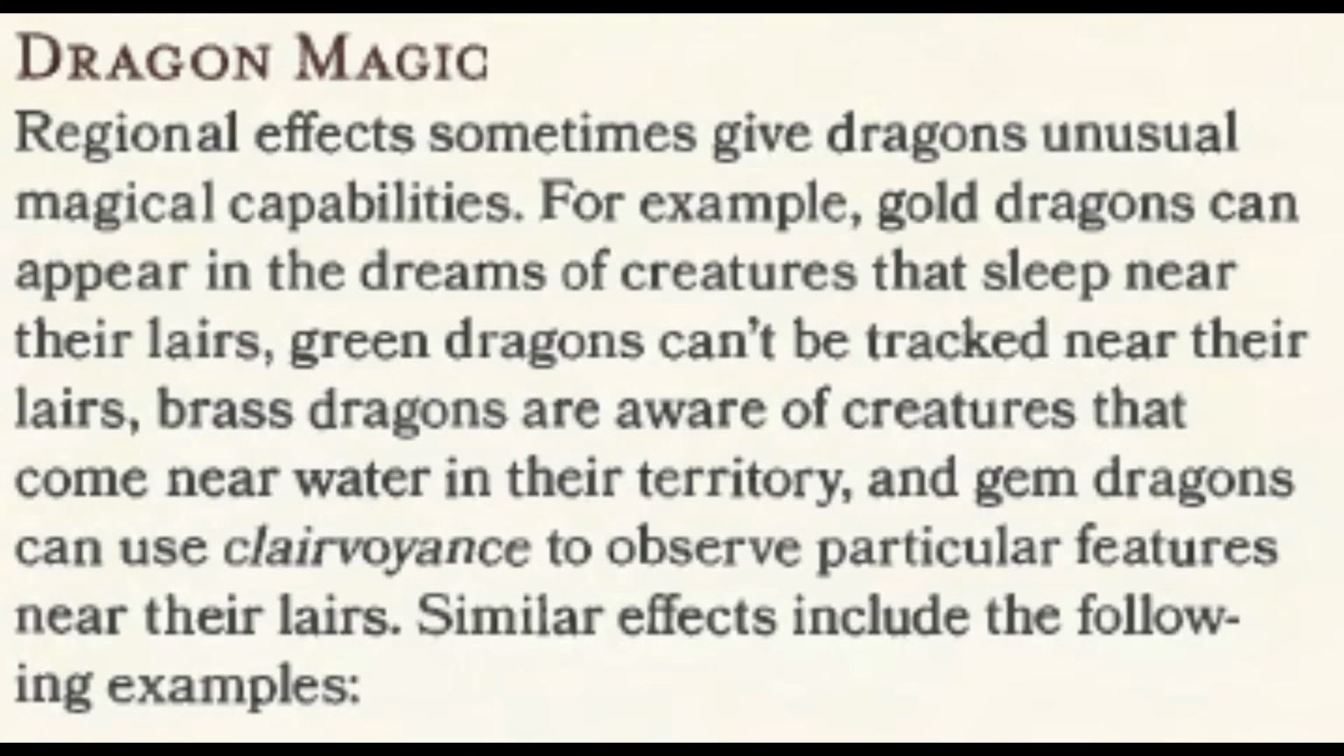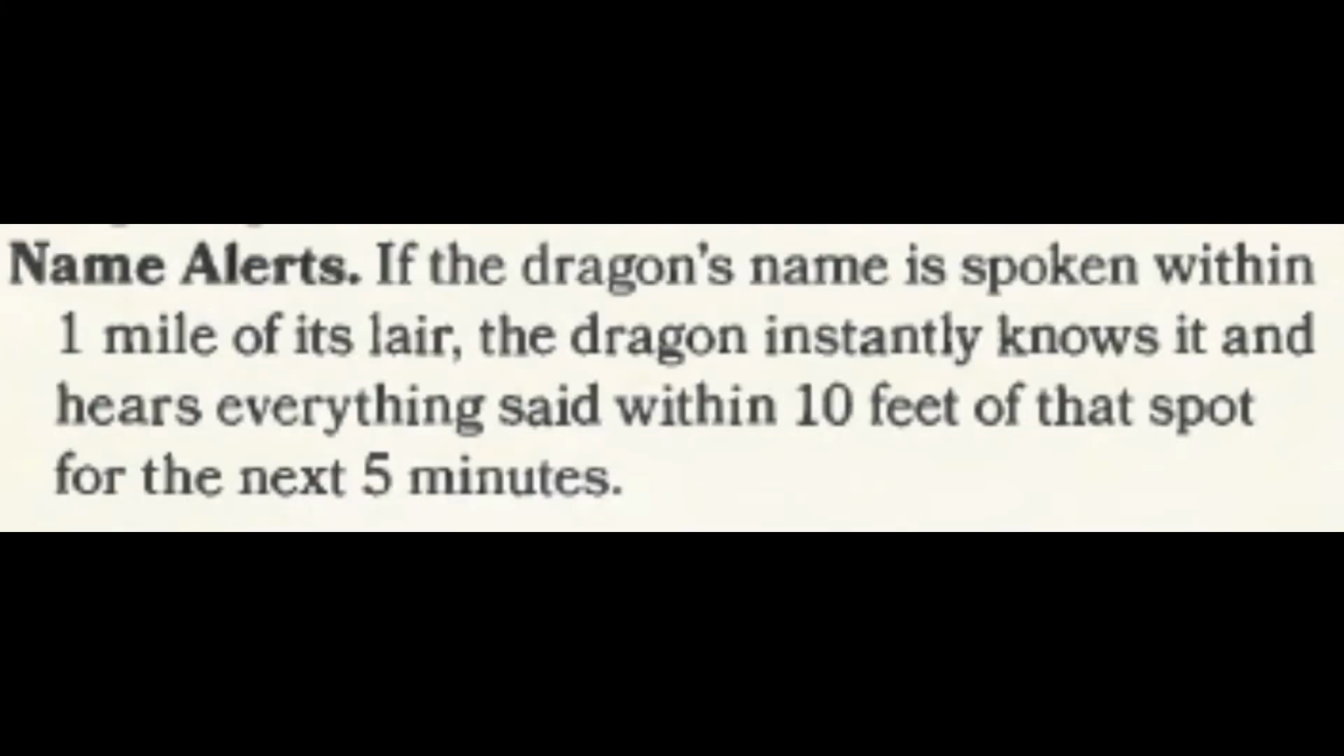Regional effects sometimes give dragons unusual magical capabilities. I went with name alerts. If the dragon's name is spoken within 1 mile of its lair, the dragon instantly knows it and hears everything said within 10 feet of that spot for the next 5 minutes. Again, I thought it fit well into the whole symbiotic relationship I have set up with Narrador and its lair, the Domain of Delight. So I thought that worked pretty well.